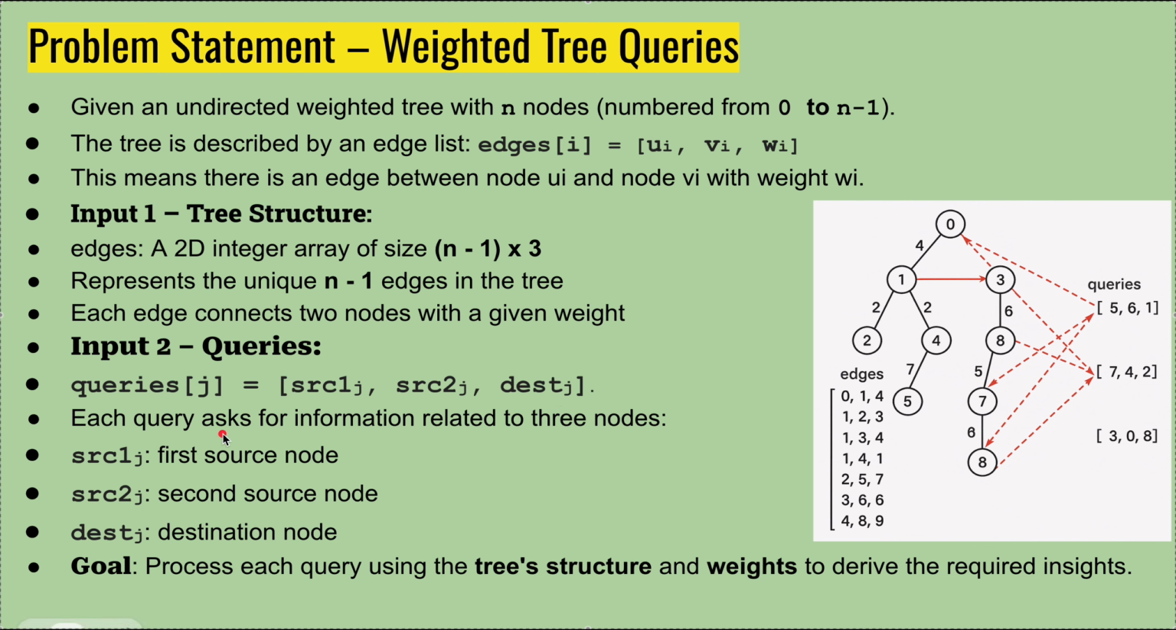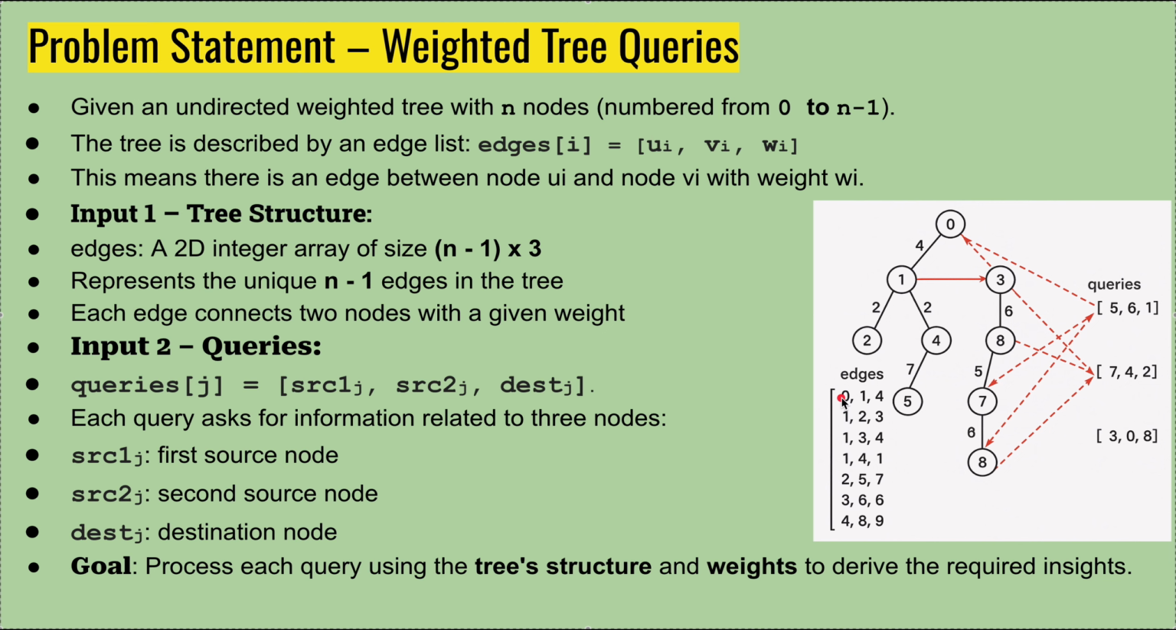Each query asks for information related to three nodes: the first source node, the second source node and the destination node. So what is our goal? We have to process each query using the tree structure and the weights to derive the required insights. Okay, so let's assume that these are the edges we have been given, like this.